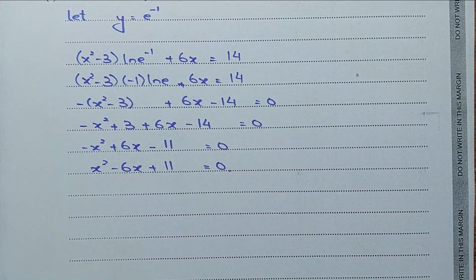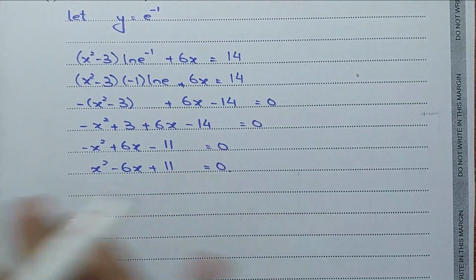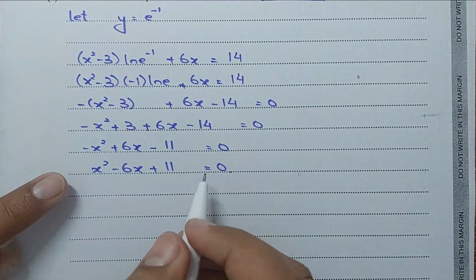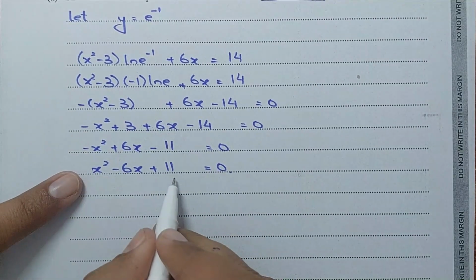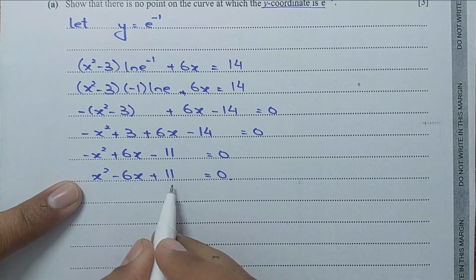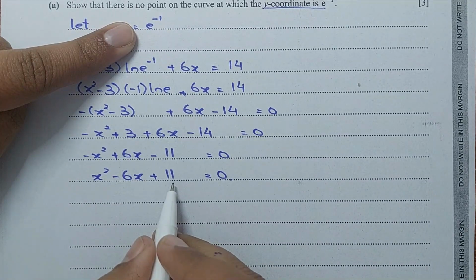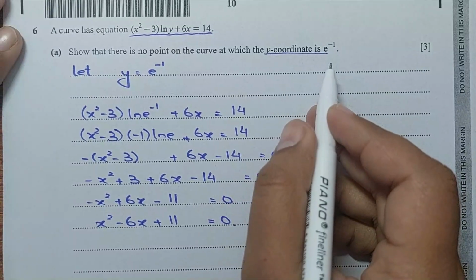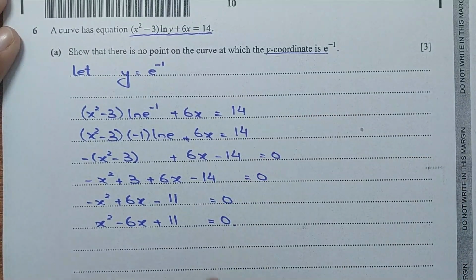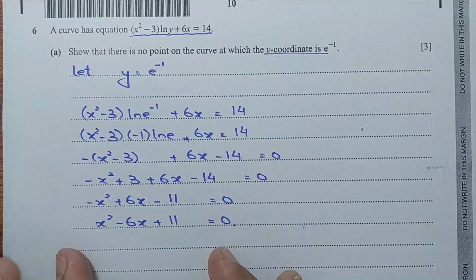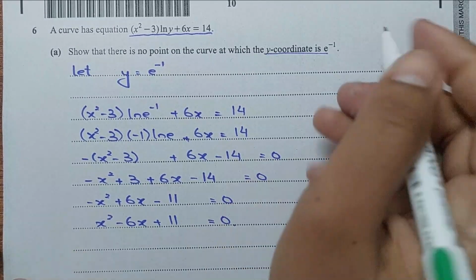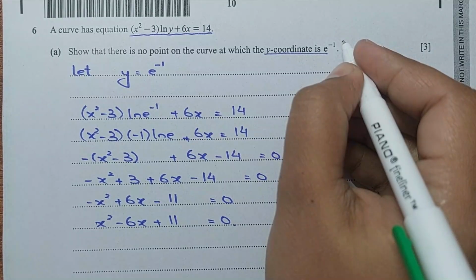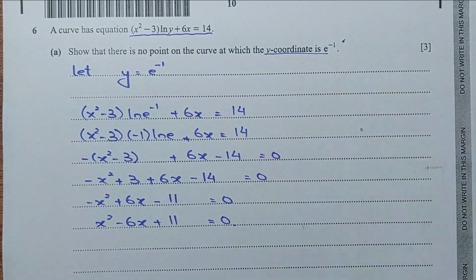Okay, now this is a quadratic equation. You can factorize it or you can apply the quadratic formula, right? So if the x values are possible corresponding to y equals e^(-1), it means there is a point on the curve with y coordinate e^(-1). If the x values are not possible when you substitute y equals e^(-1), it means there is no such point on the curve whose y coordinate is e^(-1), right?